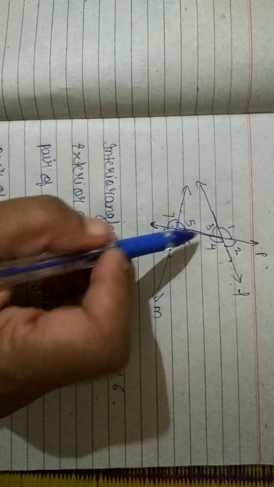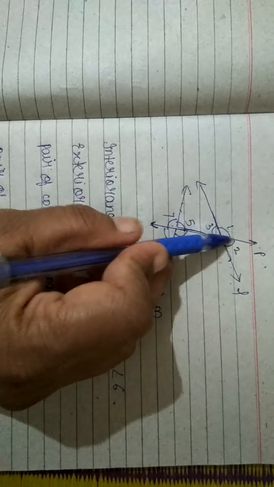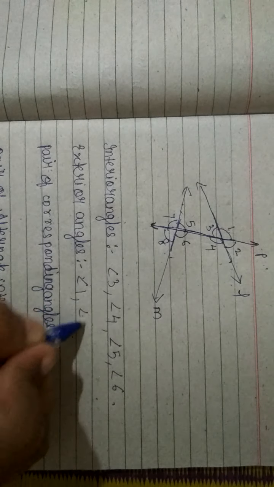Now children, what are the exterior angles? Exterior angles means outside angles, children. Here 1, 2, 7 and 8 are exterior angles.